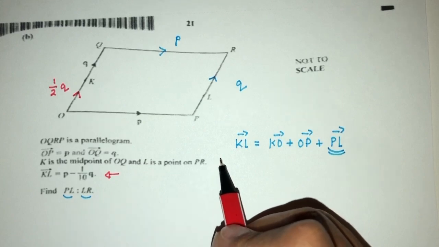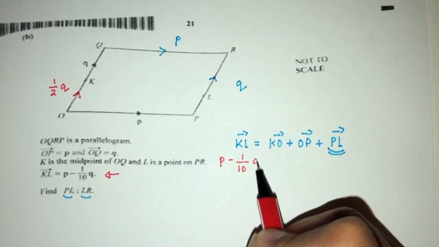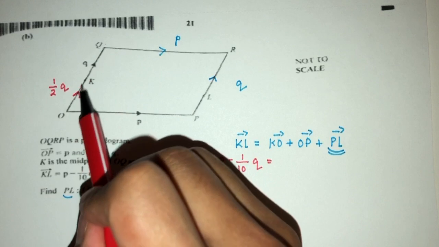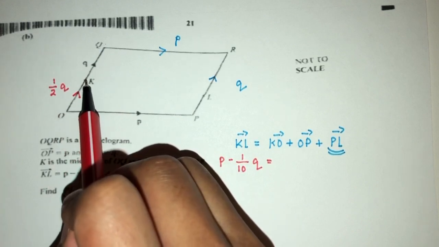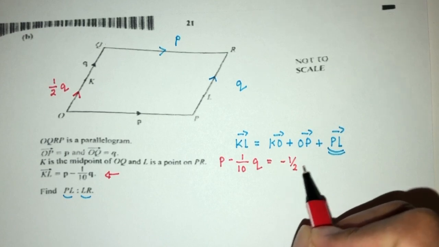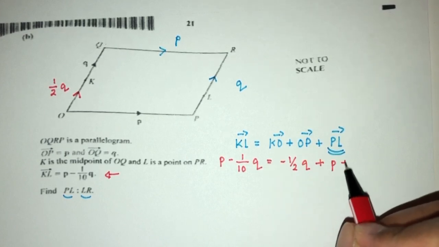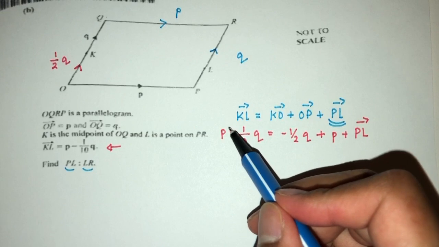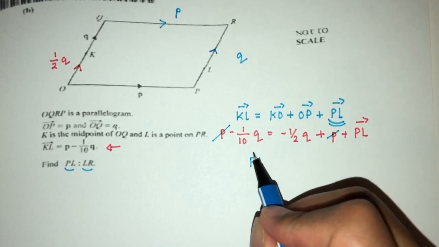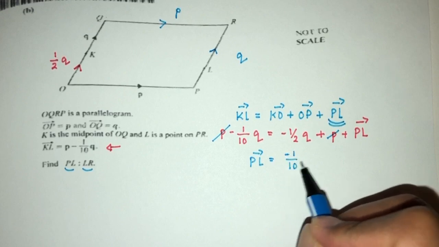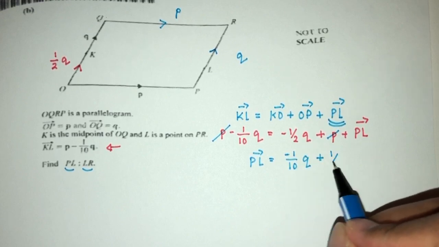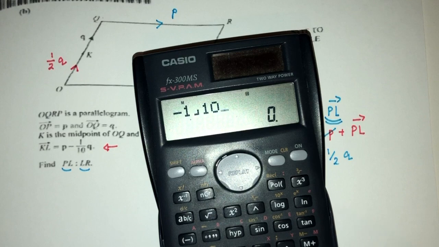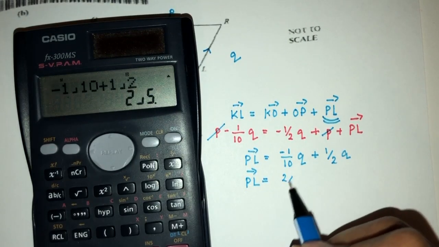KL is given to you by P minus 1 over 10 Q, is equal to KO. KO is, because OK is in this direction, KO will be in the opposite direction, so you have minus half Q. OP is P, and here we have PL. Okay, so let's simplify. Obviously this and this will cancel out. So PL will have to be the value of minus 1 over 10 Q, plus the value of half Q. So PL will have to be what? So minus 1 over 10 plus half, that will give you 2 over 5 Q.